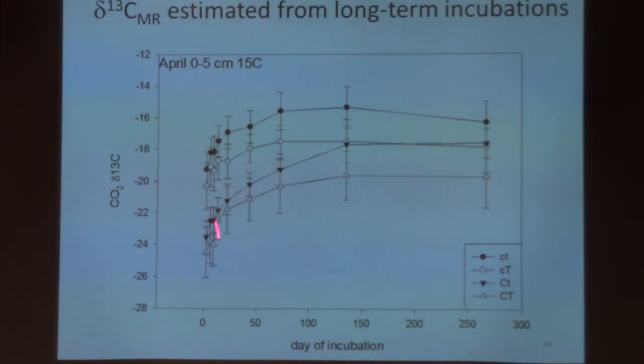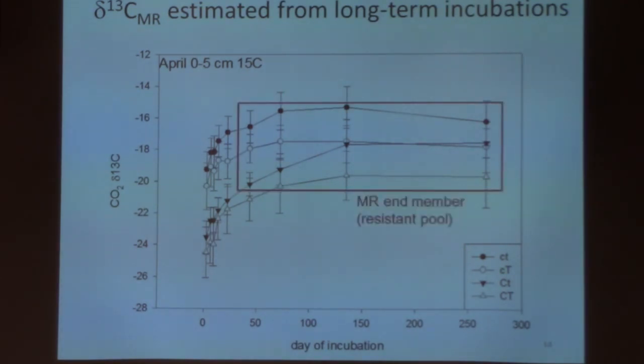So here's the very beginning of the incubation, it's looking like plant material. At the end of the incubation, it's looking more like older soil organic matter. And so that's what we use for the microbial respiration end member. You can see that there's some error bars involved here, all right? So we have to propagate those errors.